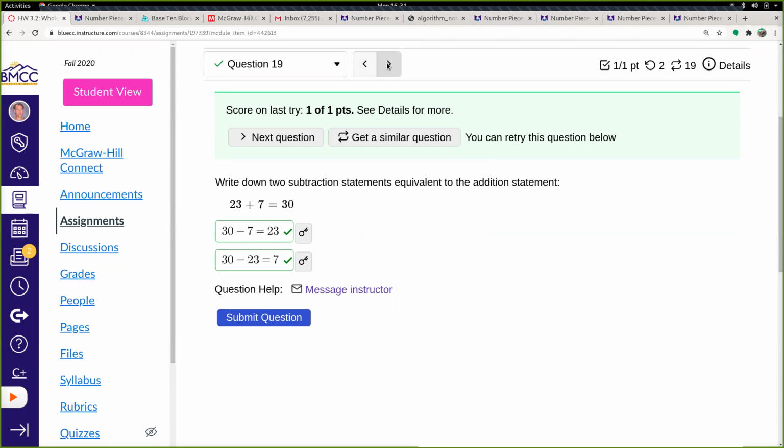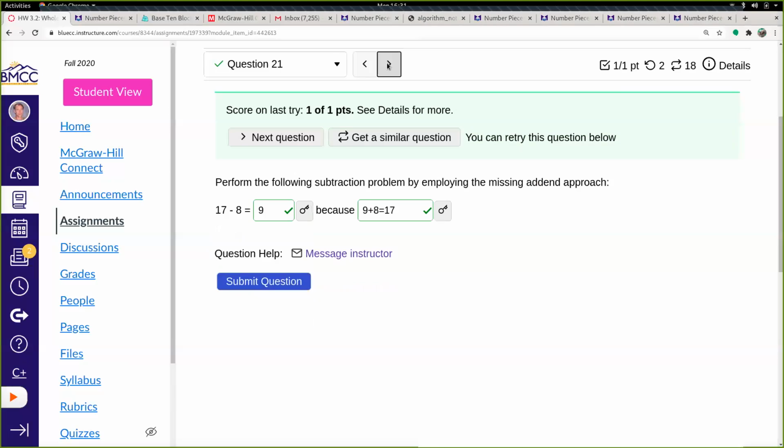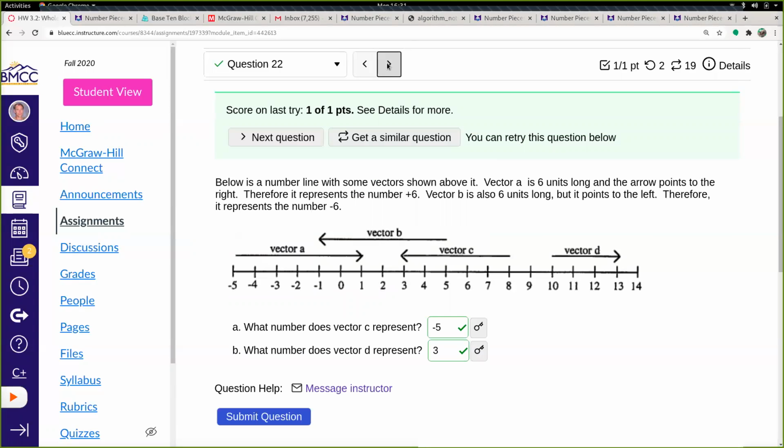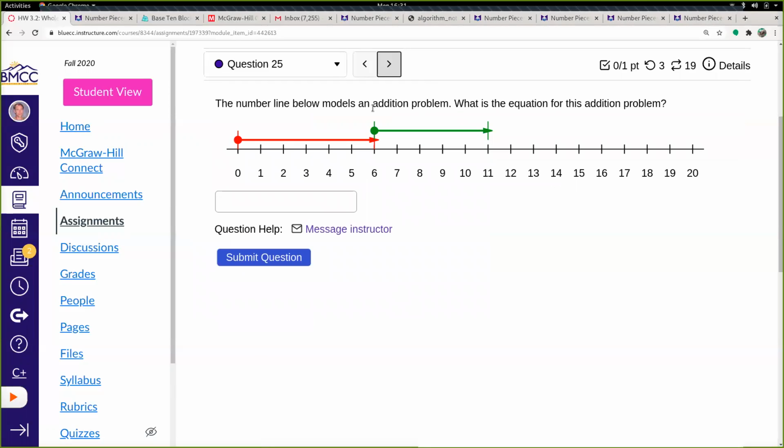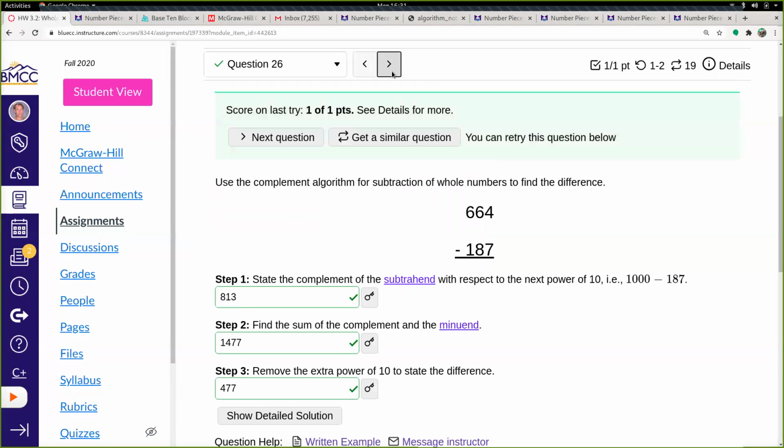All right, let's see. There was some other where we do the algorithms. So this is about the number line model. I thought those were pretty straightforward. You could message me if you get stuck on them. Okay, so here's one involving the complement method.